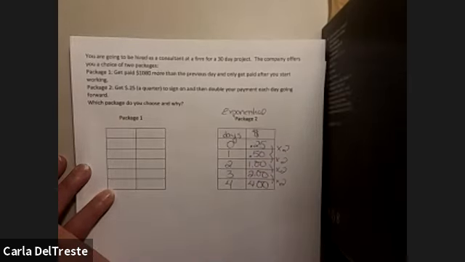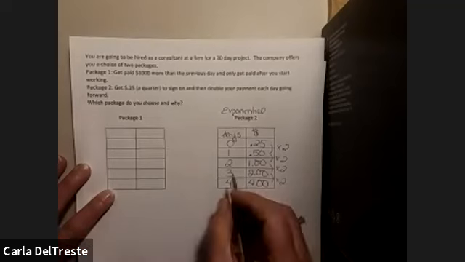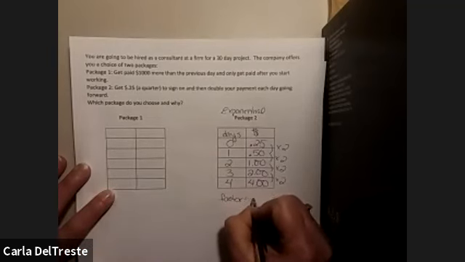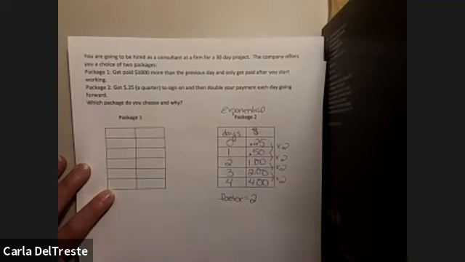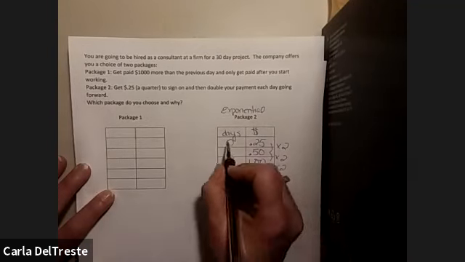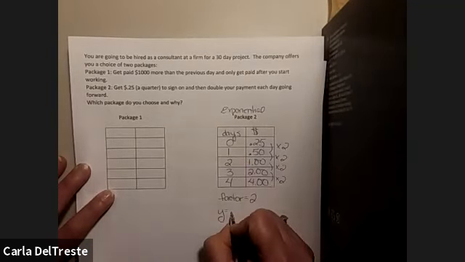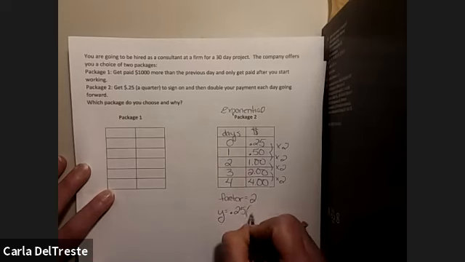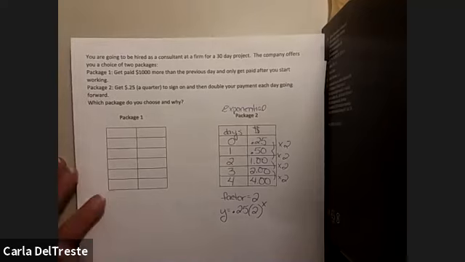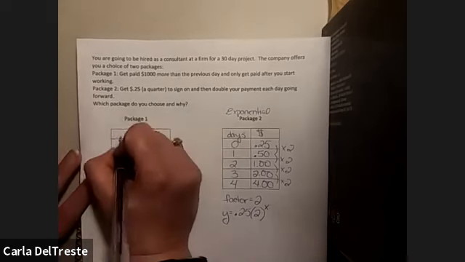This has a constant multiplier, which we called a factor. So the factor here is 2. And so if you put the whole equation together, you start out making 25 cents. So it's 0.25 times 2 raised to the x. Now let's come back over to package 1.